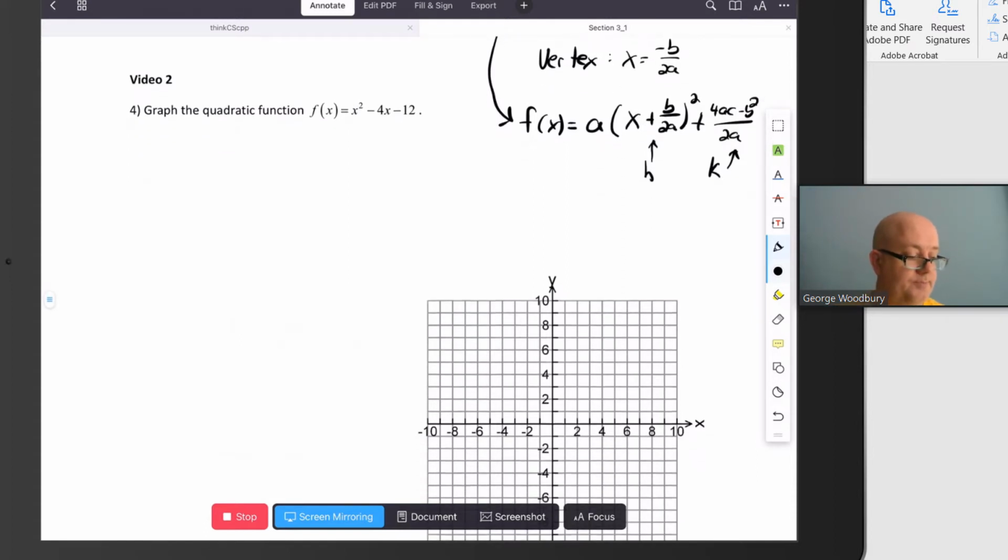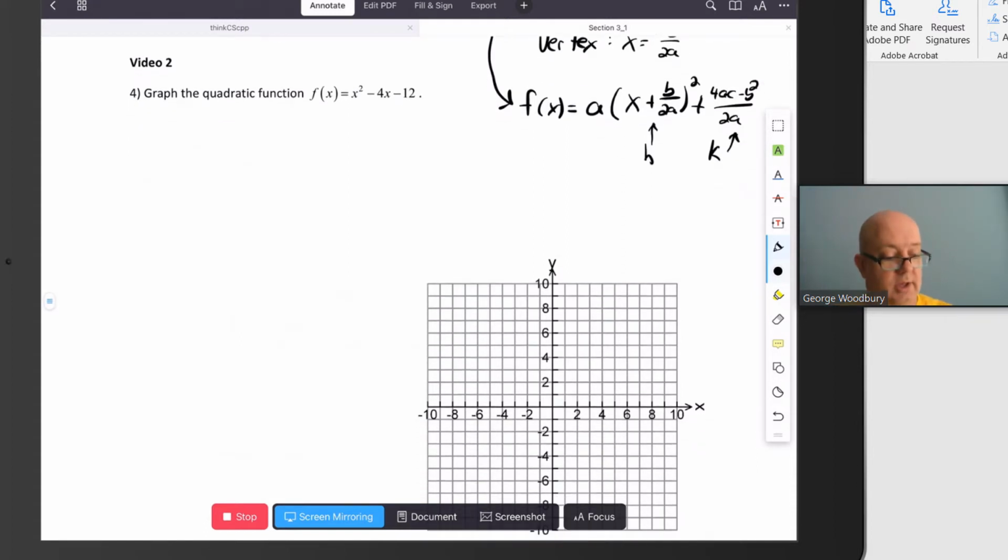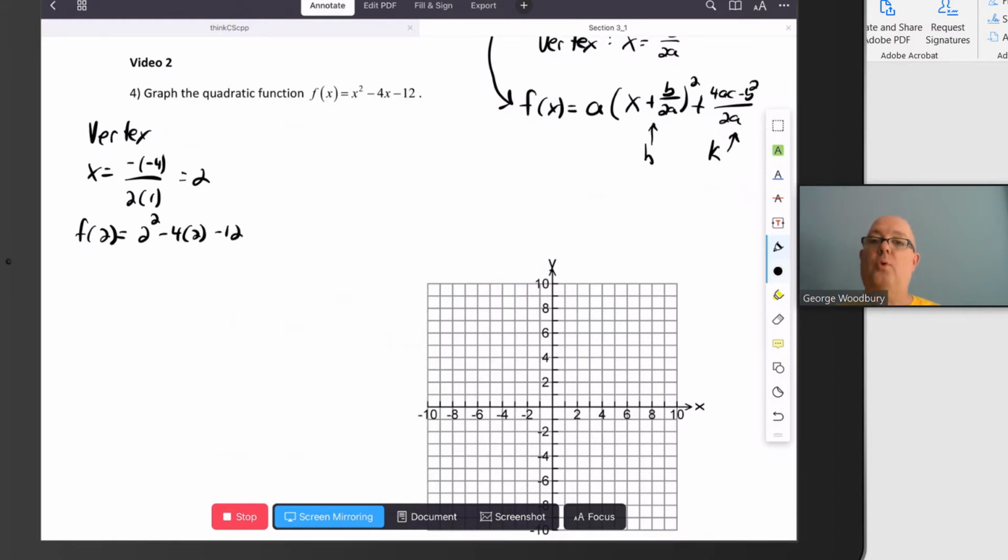So the first thing I want to do is find the vertex. So here, the vertex, x equals the opposite of negative 4 over 2a, which is 2 times 1. That's positive 4 over 2, or 2. And when we plug that back into the function, f of 2 equals 2 squared minus 4 times 2 minus 12. We get 4 minus 8 minus 12. And that equals negative 16.